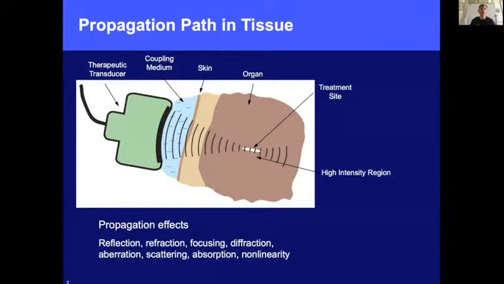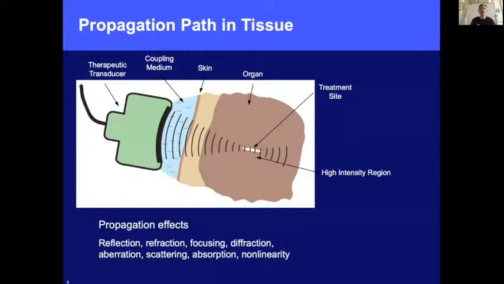The body's not lossless. Some of the energy from the sound wave is absorbed, and that effect needs to be accounted for. And then finally, for the sort of intensities that are normally used in therapeutic ultrasound, the amplitudes are very high, and so linear acoustics is not always the best descriptor, and we need to worry about nonlinear effects.